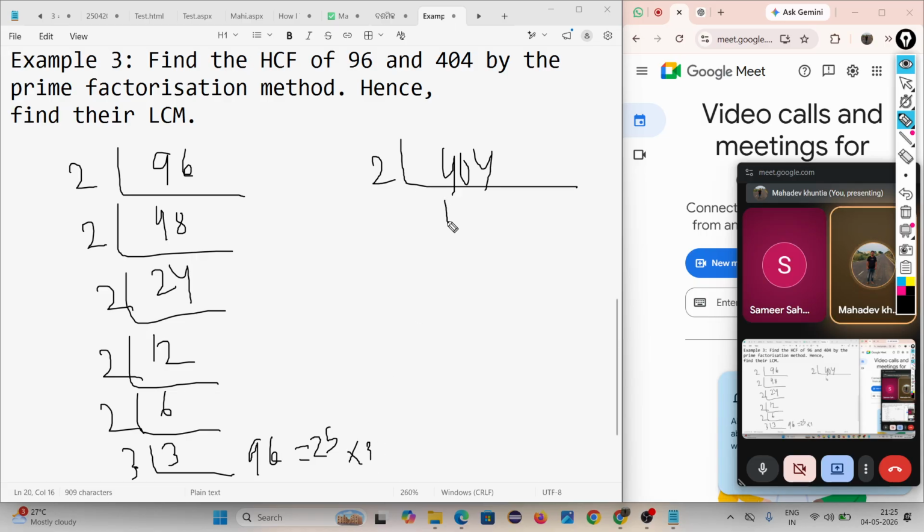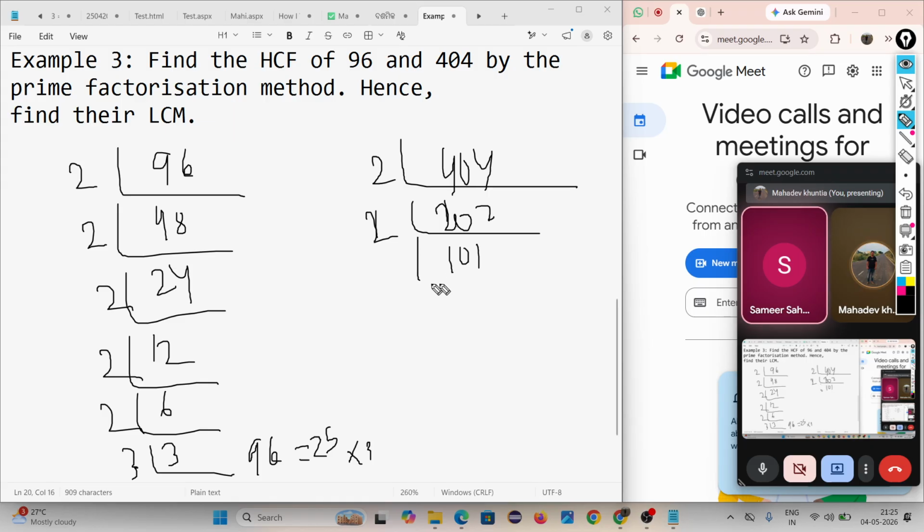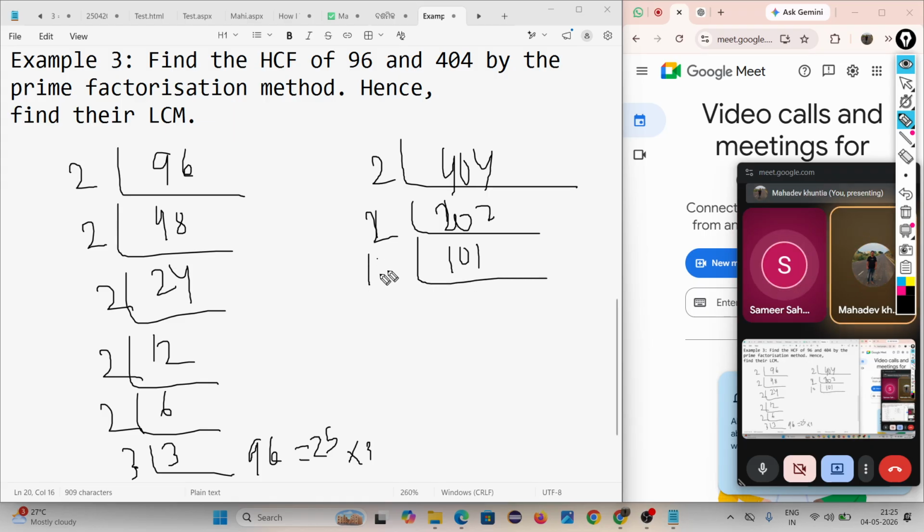For 404, 202, then 101, and 101 is a prime number. It is not divisible by 11 or any other number. You are converting the composite number into a product of prime numbers. So I can write 404 as 2 raised to the power 2 into 101.